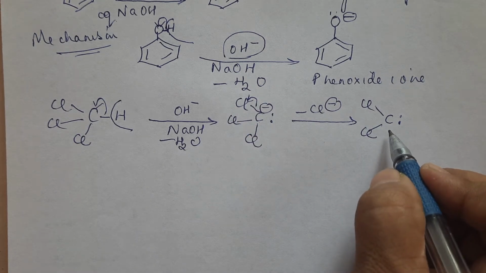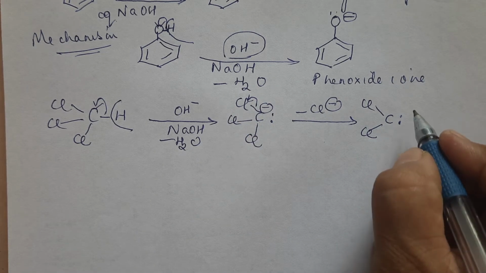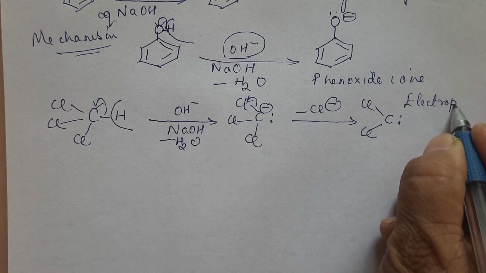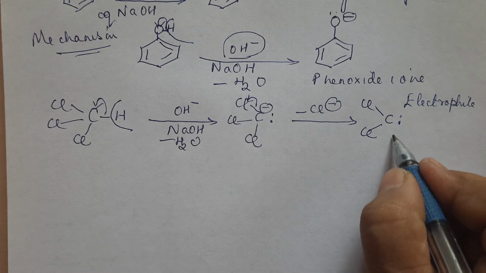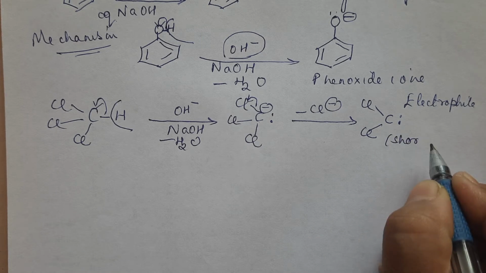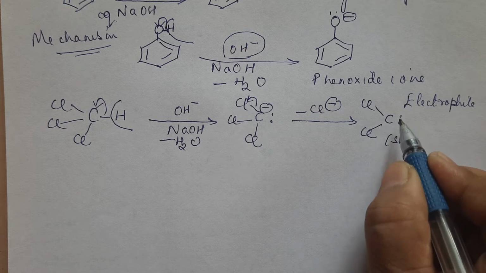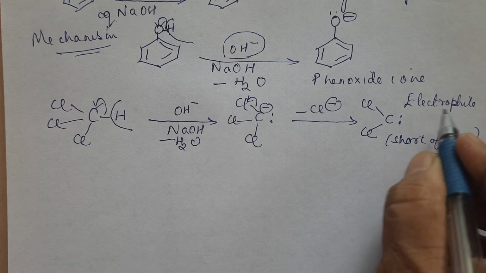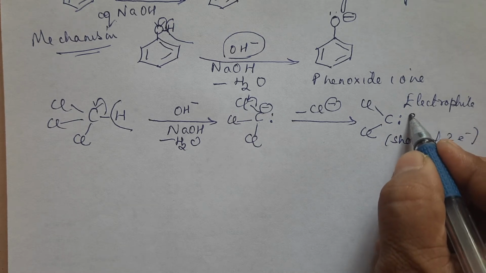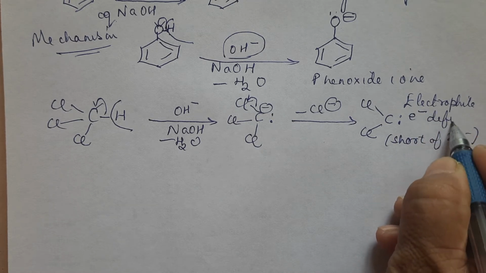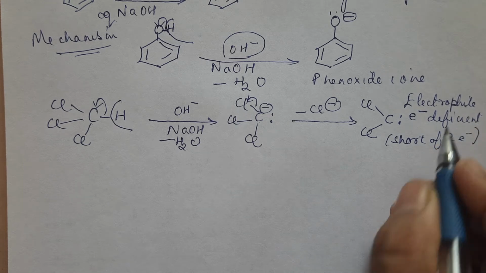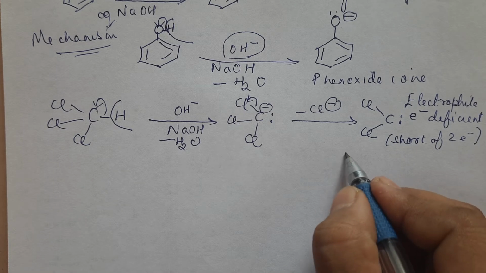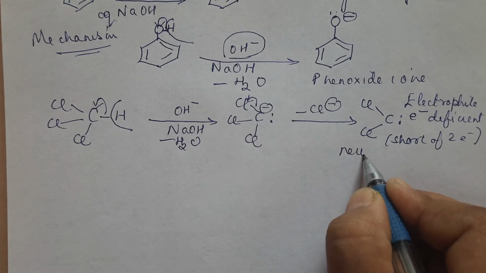Now this particular carbon is an electrophile basically, because it's now not having a complete octet. It is short of 2 electrons, because 1, 2, 3, 4, 5, 6. 2 electrons are less. So we can say it is an electrophile. Electrophile means it is an electron deficient species. So definitely it will have a tendency to attract the electrons towards itself. So this is neutral. There is no charge on it.